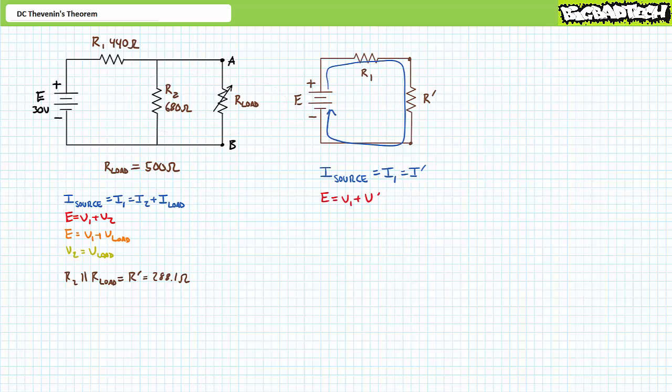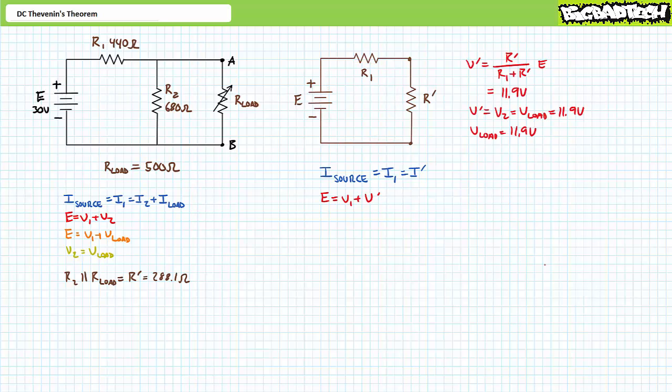An application of Kirchhoff's current law to the pure series simplification demonstrates that I source equals I1, which equals I single prime. An application of Kirchhoff's voltage law for the pure series simplification demonstrates that E equals V1 plus V double prime. An application of the voltage divider rule, solving for unknown voltage V single prime, demonstrates that V single prime is 11.9 volts. R single prime is a parallel combination of R2 and R load. Voltage across elements in parallel is the same. This implies that the voltage across the load is 11.9 volts. An application of Ohm's law demonstrates that I load equals 23.7 milliamperes. Finally, an application of the power equation demonstrates the power dissipated by the load is 281.9 milliwatts.